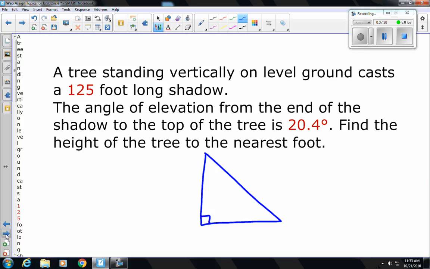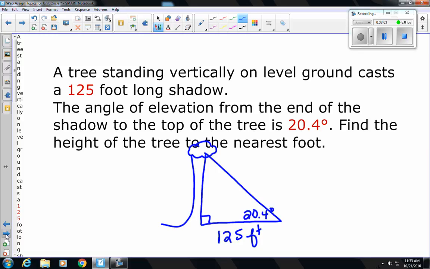So I wasn't. You weren't wrong. Look, here's my tree. There's my tree. Okay, now, the tree standing vertically on level ground casts a 125-foot long shadow. It's at the bottom. That's it. And then it says the angle of elevation from the end of the shadow. So this bottom right corner gets 20.4 degrees.